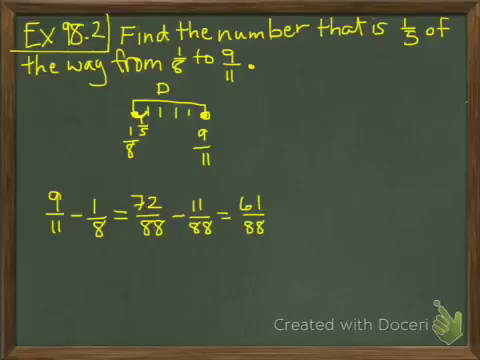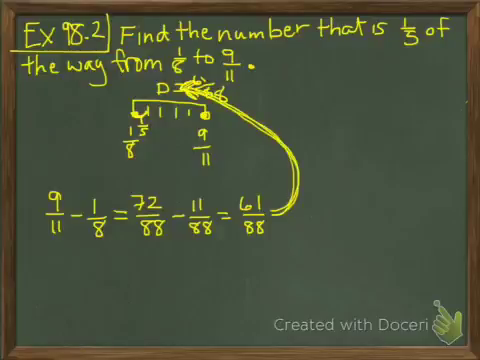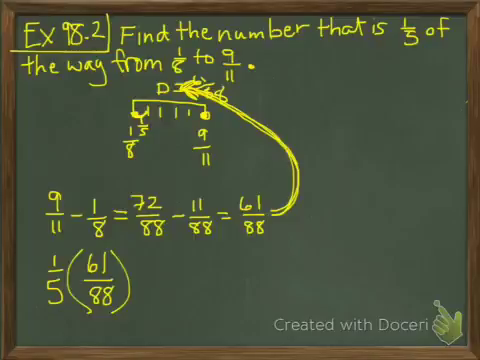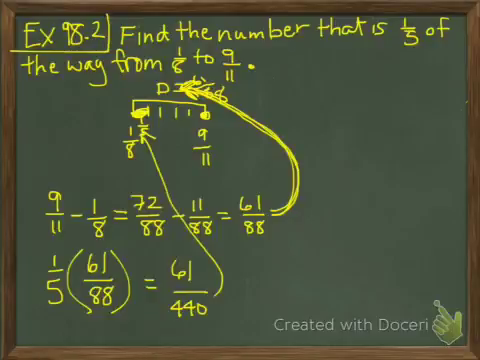So the distance is 61/88. So the whole entire distance is 61 over 88, but we need 1/5 of the distance. So 1/5 of 61/88 is going to give us 61/440. So this distance right here is 61/440. So we need to add that to 1/8.